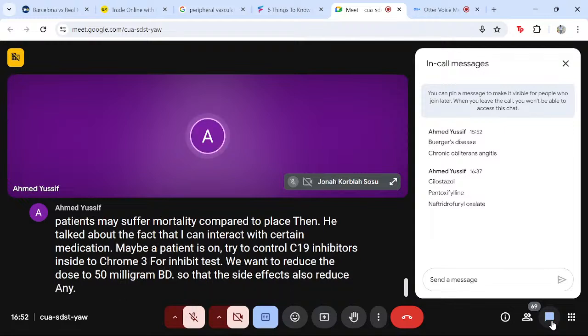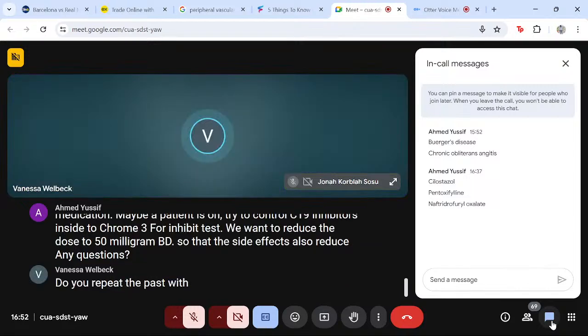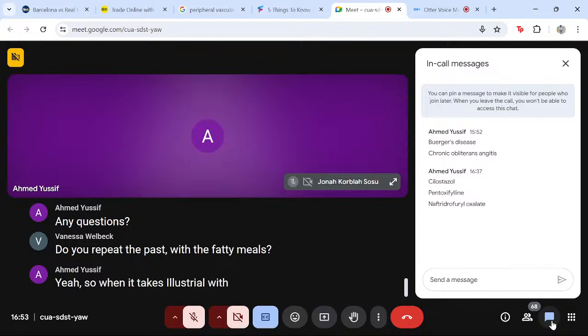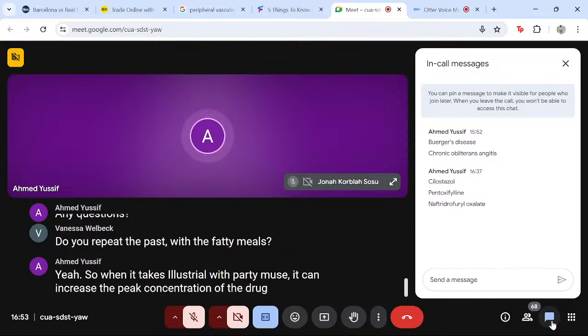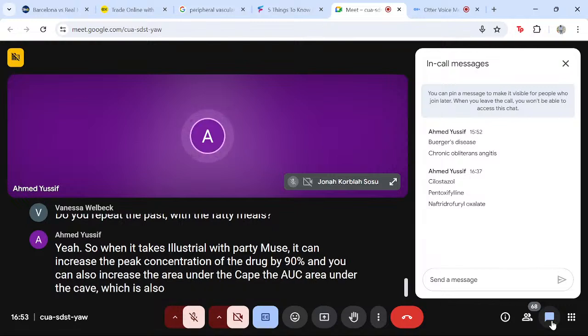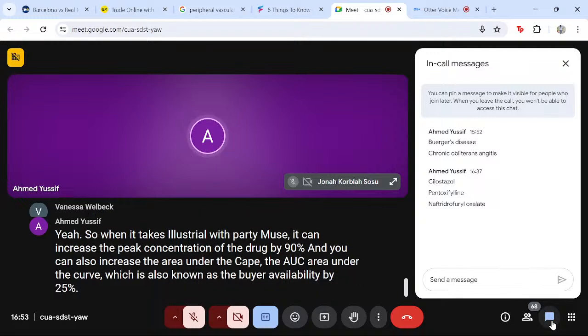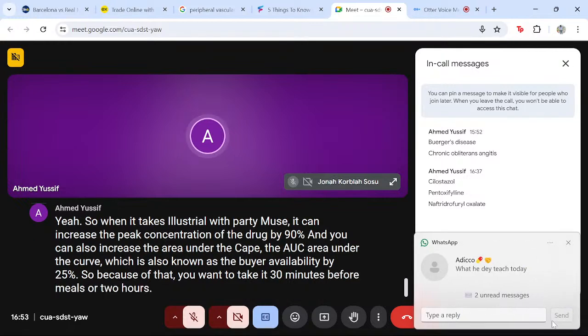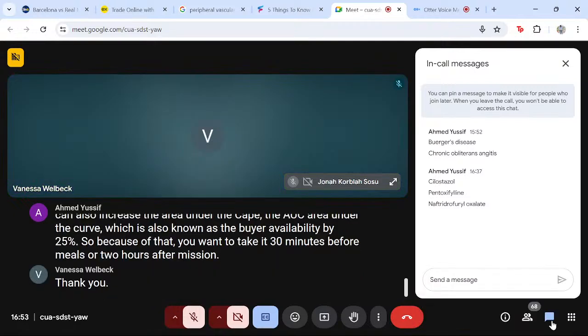Any questions? Sir, please, could you repeat the part about the fatty meals? Yeah, so when you take cilostazol with fatty meals, it can increase the peak concentration of the drug by 90%. And it can also increase the area under the curve, the AUC, which is also known as the bioavailability, by 25%. So because of that, you want to take it 30 minutes before meals or 2 hours after meals. All right, thank you.